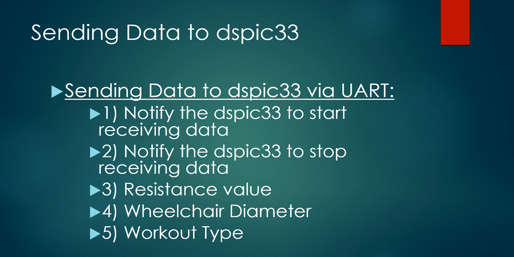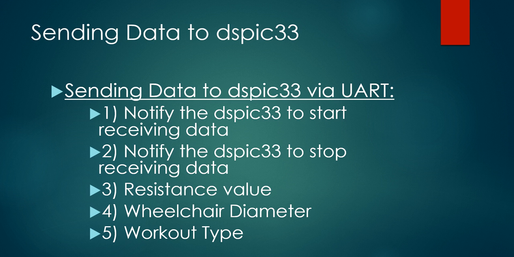Now for the data that will be sent from the Raspberry Pi to the dsPIC, the Raspberry Pi will notify the dsPIC when to start and receive data. The Raspberry Pi will send the selected resistance value, which will be selected by the user. Also, the Raspberry Pi will send the wheelchair diameter. That will be the wheelchair size.